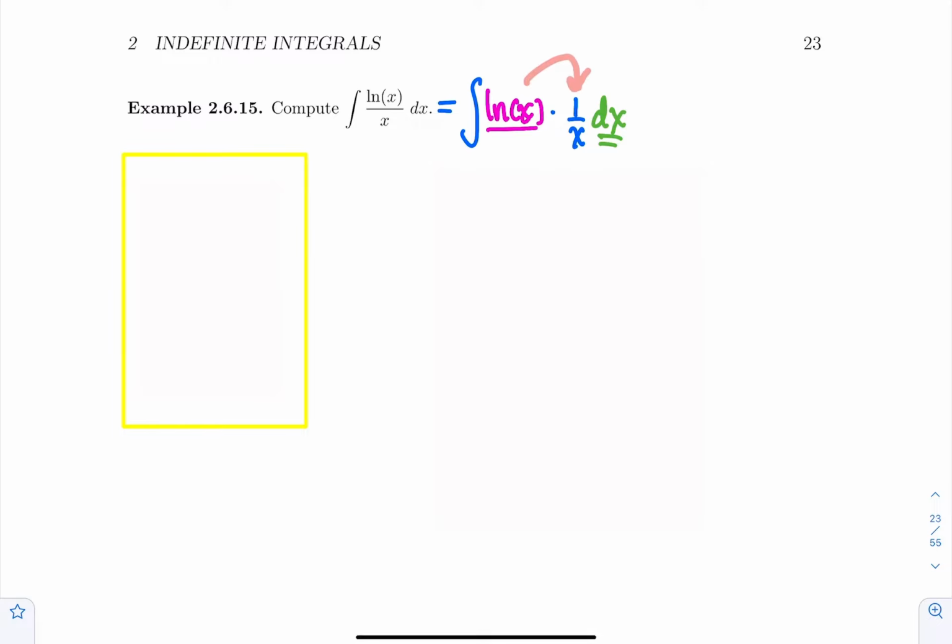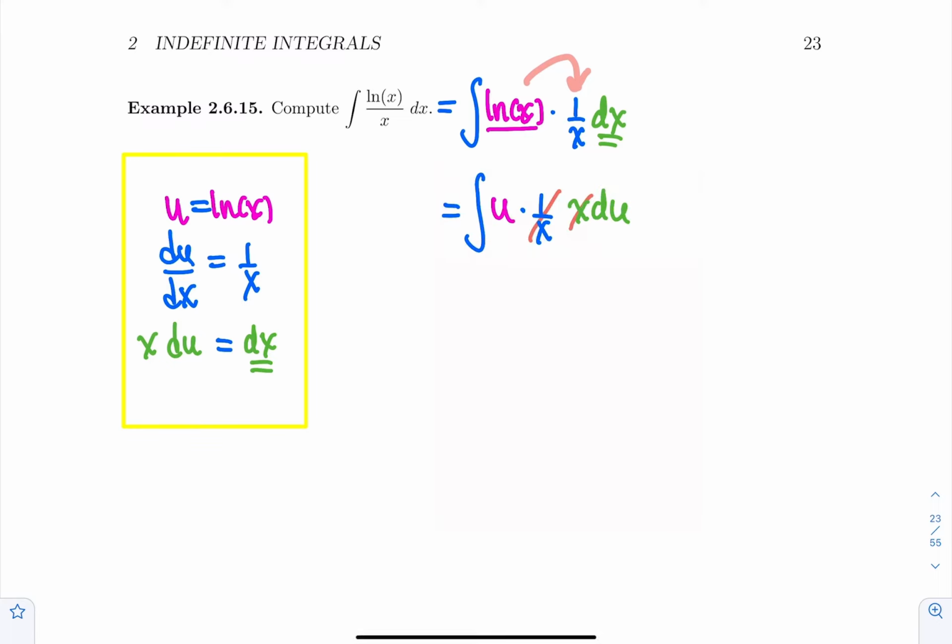So here we go. Let's use u as ln of x, then du over dx is 1 over x. If I isolate dx here, I get du times x is equal to dx. So I have a formula for dx. I have a formula for u. So let's do some substitution. This integral will become the integral of u times 1 over x, and the dx is x du.